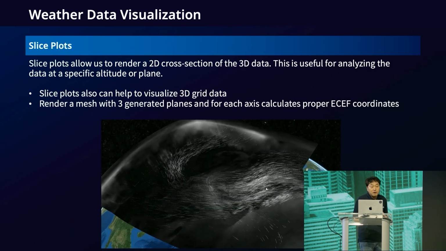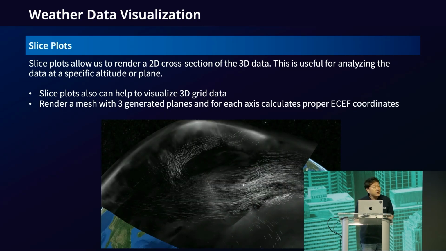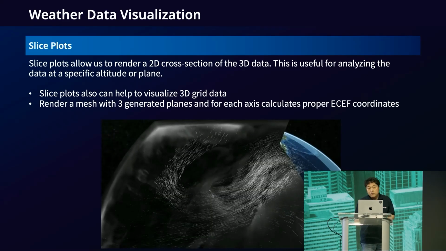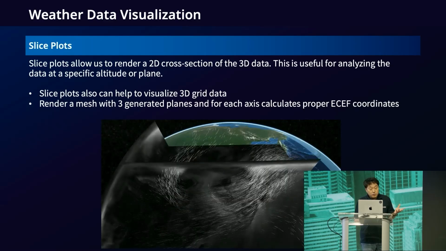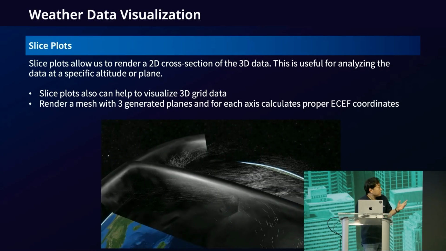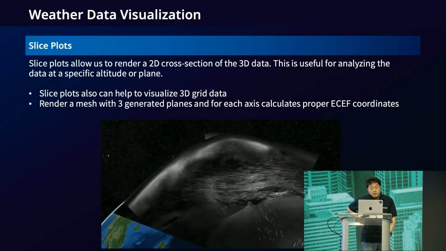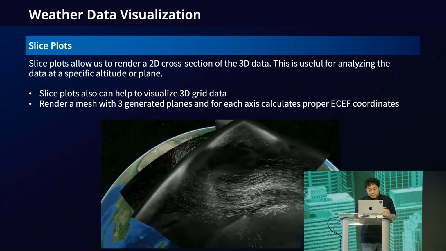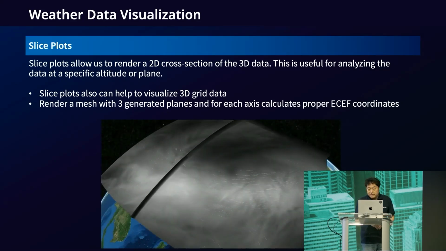And the slice plot. Actually, slice plot allows us to render a 2D cross-section of the 3D data. This is very useful for forecasters for analyzing the data at a specific altitude and plane. So slice plots also can help to visualize 3D grid data like this. Also, we can render a mesh with 3 generated planes, x-axis, y-axis, and z-axis like this.